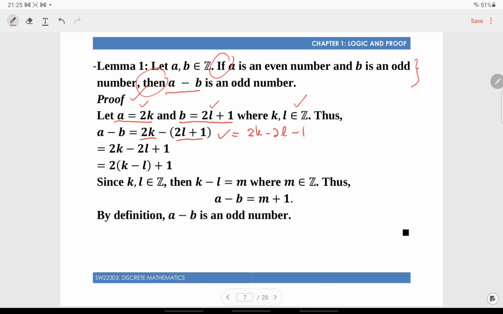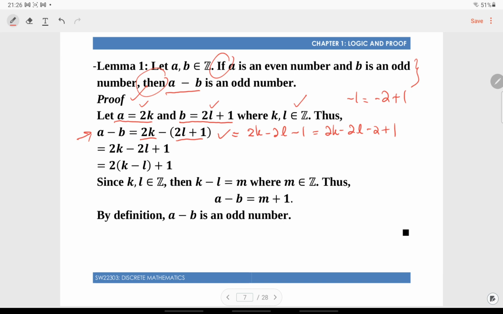In order to show that a minus b is an odd number, our aim is to show that a minus b can be represented as 2k plus 1, where k can be any integer. So we need a plus 1 at the end of this expression. How do we come up with plus 1? We know that negative 1 is equal to negative 2 plus 1, it is the same value. So we can replace negative 1 by minus 2 plus 1. This expression remains true because negative 2 plus 1 equals negative 1.